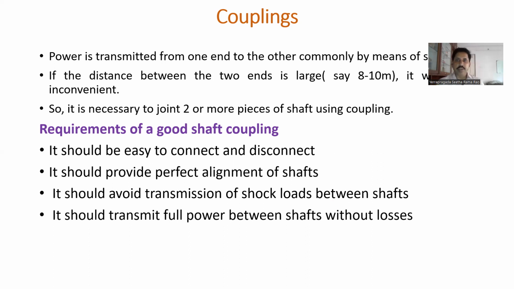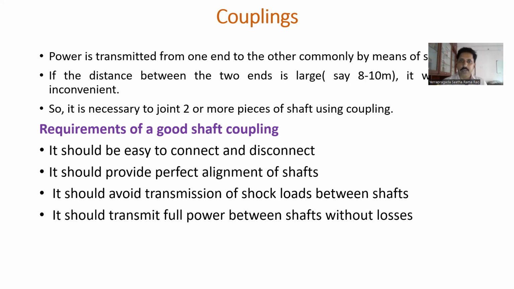Now, what are the requirements of a good shaft coupling? The shaft coupling should be easy to connect and disconnect. What do we mean by that? It should be very easy, without complexity in connecting or disconnecting the shafts, so the coupling must satisfy this requirement. And we should be in a position to provide perfect alignment of the shafts, meaning the shafts do not have any kind of misalignment. Both are on one axis. That is the perfect alignment.